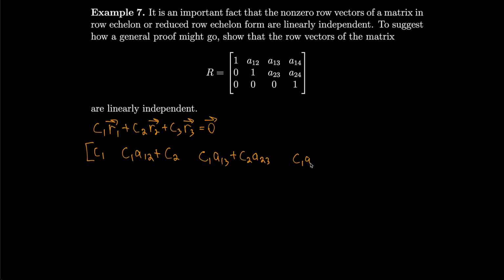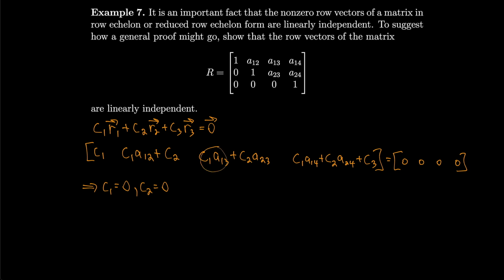We have C1 A14 plus C2 A24 plus C3. Okay, so we want all of that to equal 0. 0 row, essentially. Okay, so notice that means that C1 has to be 0, just reading that off. So this implies that C1 is 0. But that means that this is 0, so 0 plus C2 has to equal 0. Great, so that means that C2 is 0.